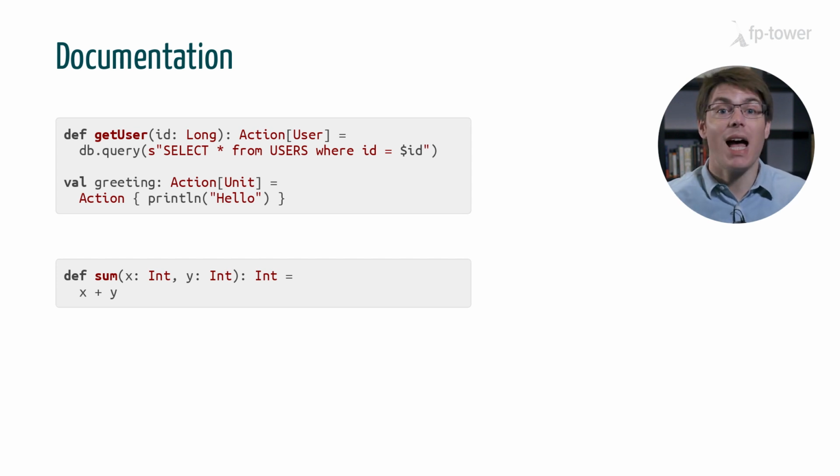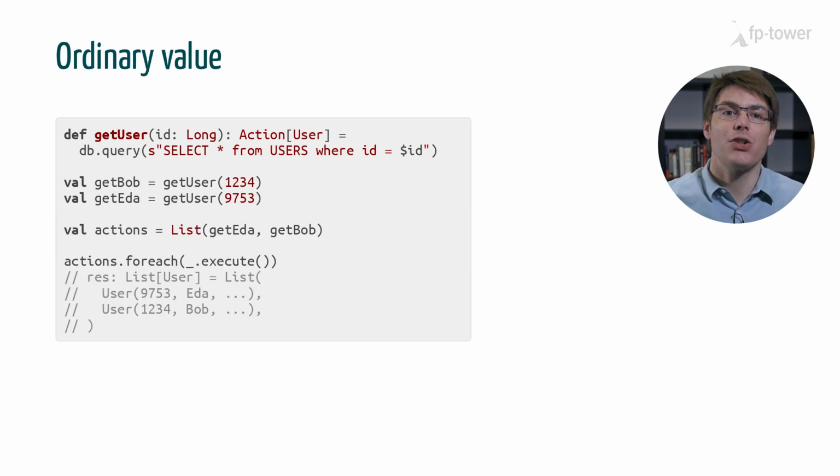Another reason is to provide better documentation. We have seen that actions have different characteristics to FP functions, as in they are non-deterministic and they can fail. So it's a good idea to separate pure functions that can only manipulate data from actions which can interact with the external world. For instance, getUser fetches a user record from the database, so the return type is action of user instead of user. The same goes for greeting, which is an action of unit. However, sum is an FP function, it just adds two numbers together, so its return type is simply int.